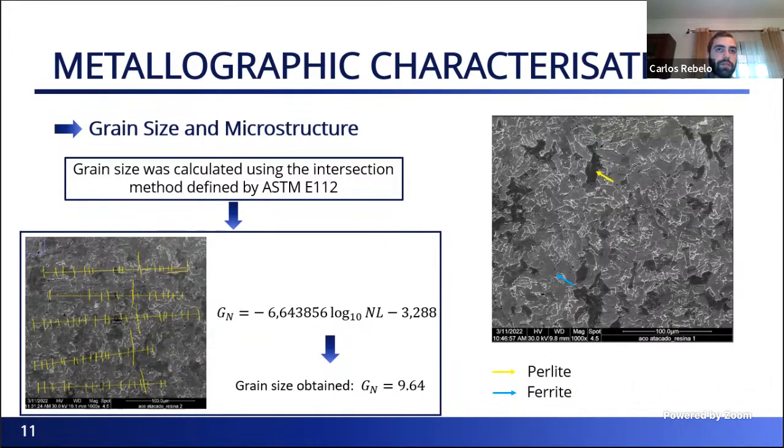The ImageJ program was used to draw the lines and establish the scale of the image, with a picture on the left as an example. And an ASTM G equal to 9.64 grain size was determined. The image here on the right shows pearlite corresponding to the darker areas and ferrite corresponding to the lighter areas. The presence of pearlite likely influences the material strength, with higher abundance leading to increased strength.